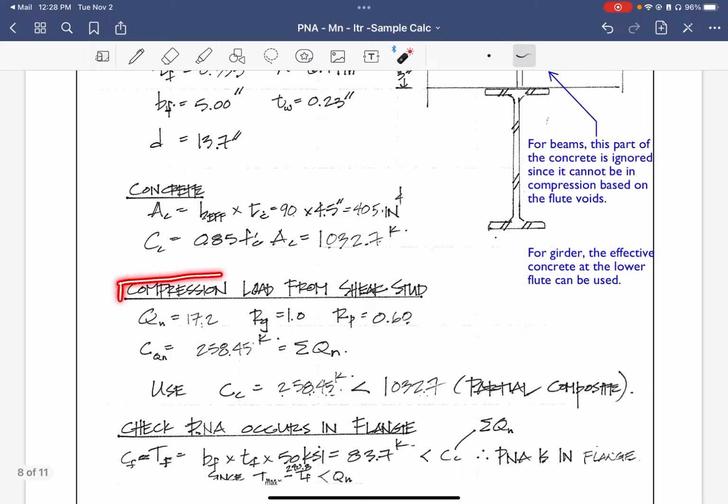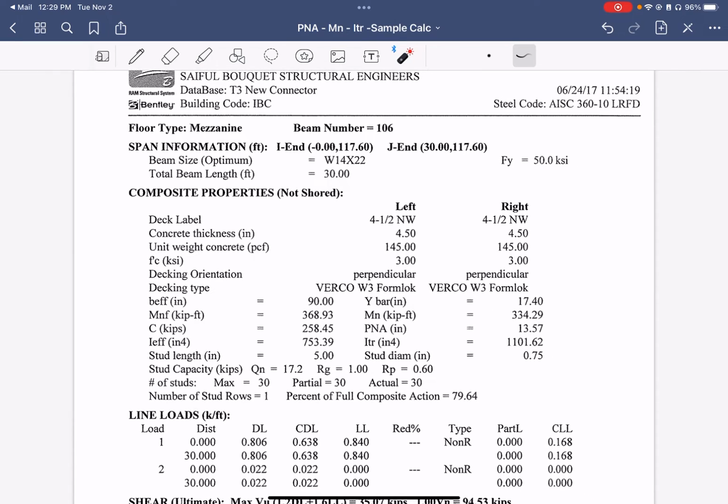Now we're going to talk about the compression of the shear stud. So remember that table we're looking for, which is the RG and RP. Based on our configuration, our concrete and all that, what we found is that the QN is 17.2. Okay, and so what you do is you take the summation of the QNs, and then you'll get, in this case, 258. So what is 258? Let's see how many studs we have. Matching 17.2. Number of studs, max, partial, actual. It seems like we use 30 studs.